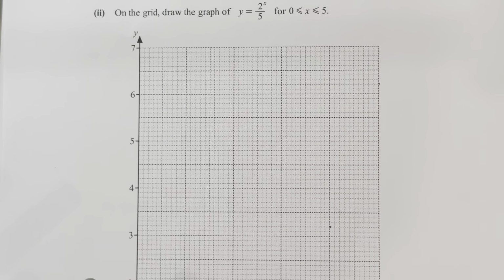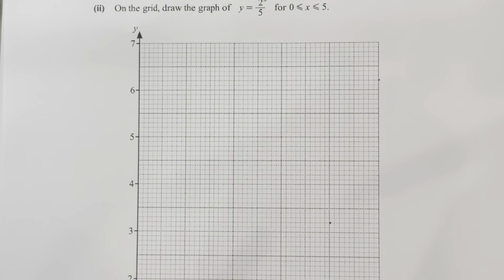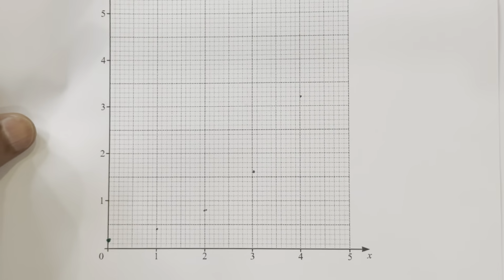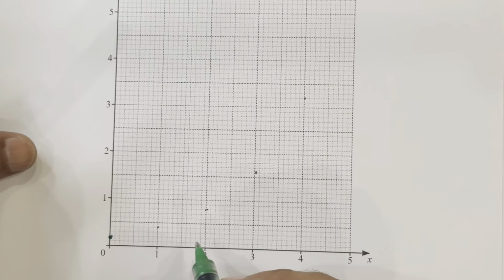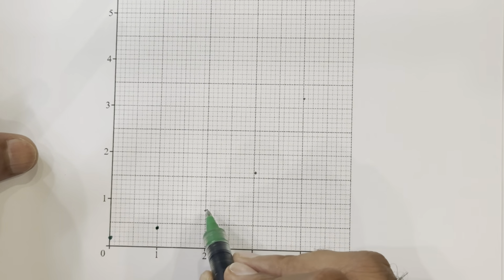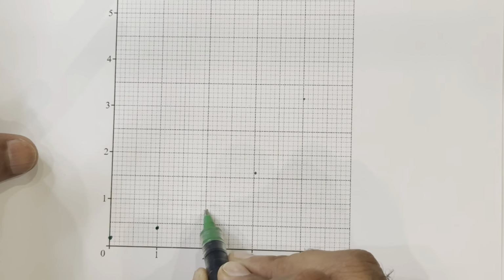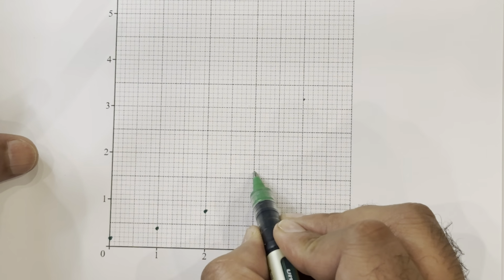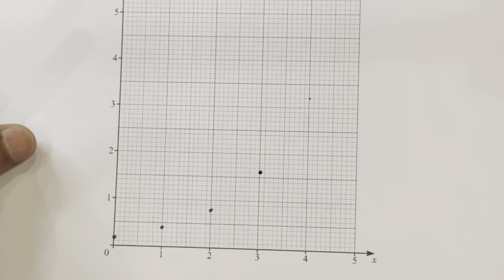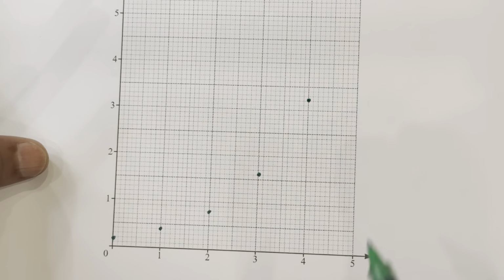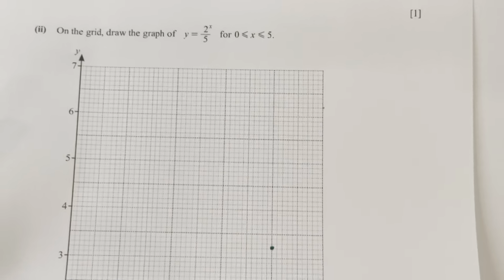Okay, our first point is 0 and 0.2, that would be this. Our second point is 1 and 0.4, this would be this. And the third point is 2 and 0.8. The next point is 3 and 1.6. The next point is 4 and 3.2. Then the next point is 5 and 6.4.